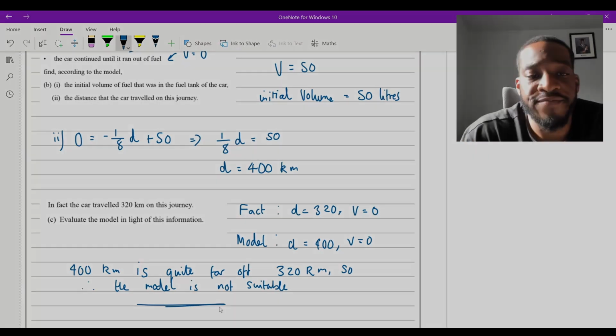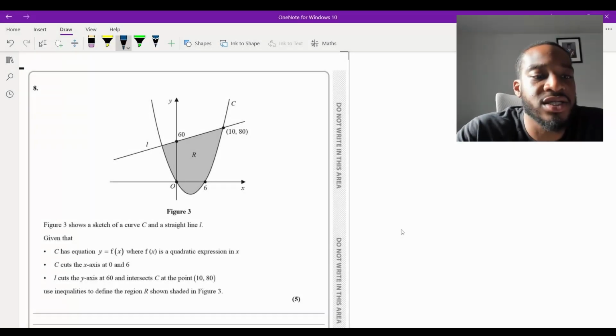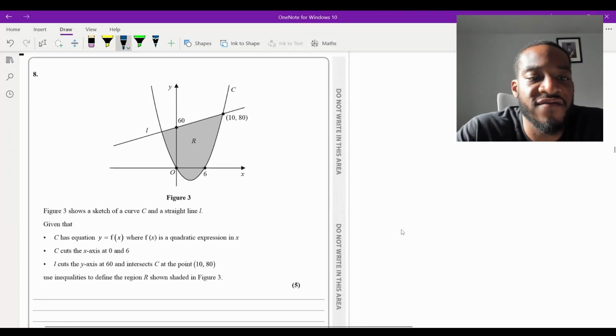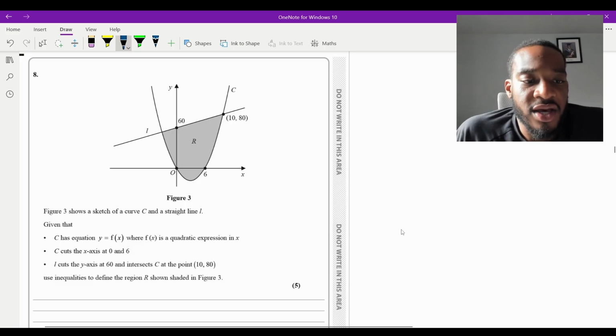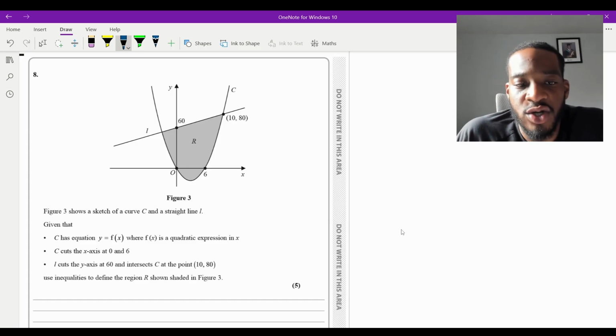And yeah, we're finished. Okay, so question 8 says figure 3 shows a sketch of a curve C and a straight line L. Given that C has equation y equals f of x, where f of x is a quadratic expression in x, C cuts the x-axis at 0 and 6. L cuts the y-axis at 60 and intersects C at the point (10, 80). Use inequalities to define the region R shown shaded in figure 3 for 5 marks.